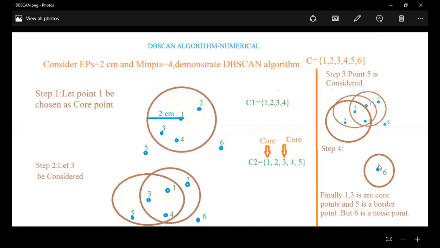Now we'll consider point 6, which is lying here outside the clustered range. When you draw the radius of 2 centimeters, we can see none of the points are coming inside the range of point 6. So hence 6 can be considered as a noise point. So here 1 and 3 are considered as the core points, 5 is considered as the border point and 6 is considered as the noise point.